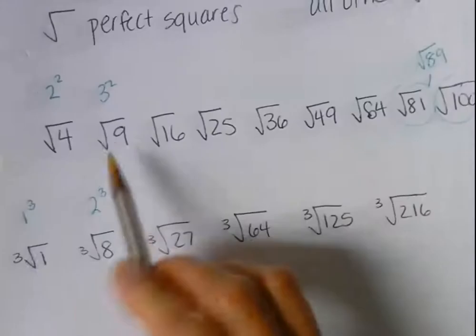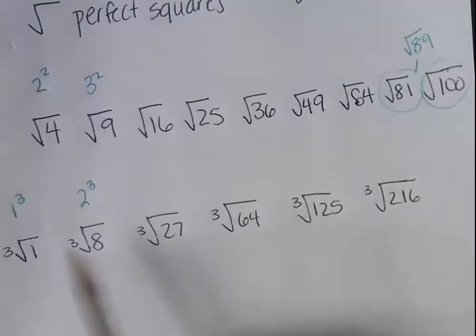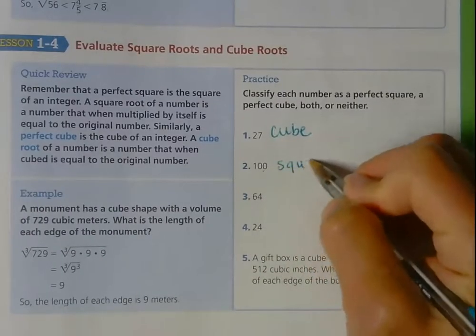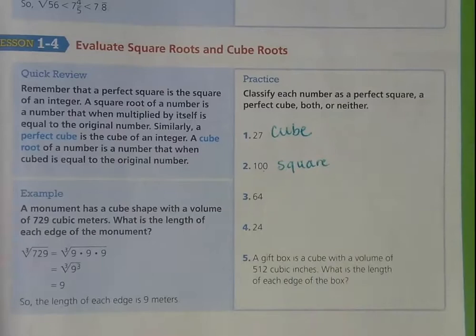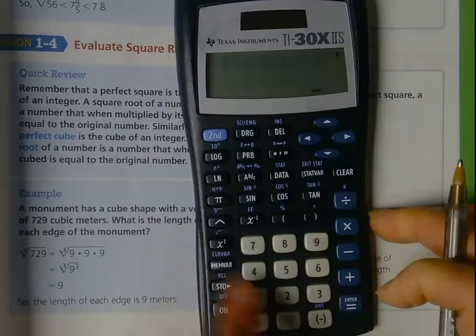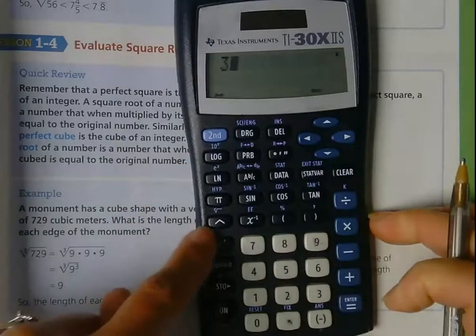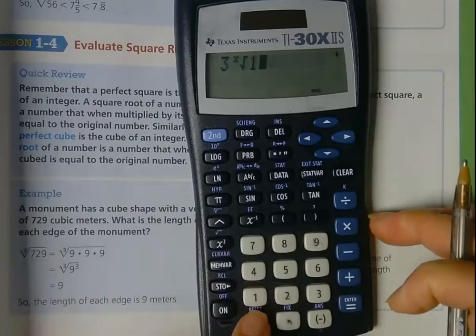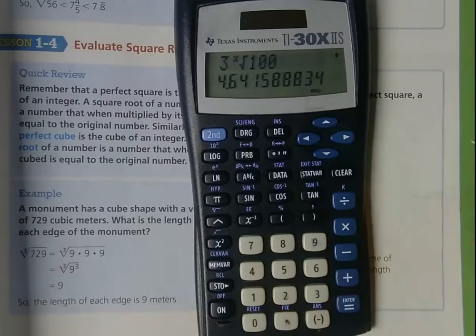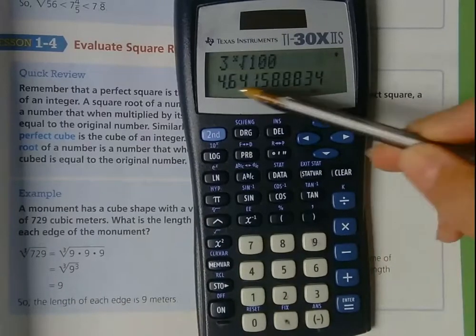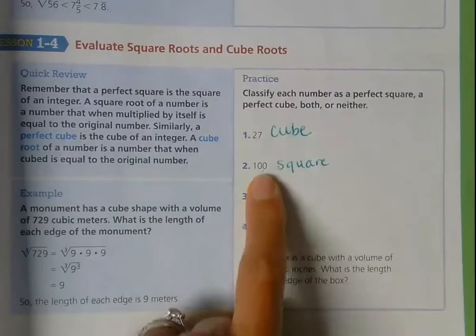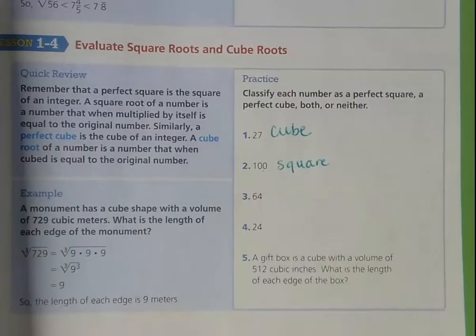And again, on your test, if you want to write these out, if that helps you out, you can do that. 100, hopefully you recognize that that's a perfect square. If you aren't sure it's a cube, we can double check. So 3, second, and then I use my x square root button, and then 100, and hit equals. Okay, that is not equaling an integer, a whole number. So we know that 100 is not a perfect cube.